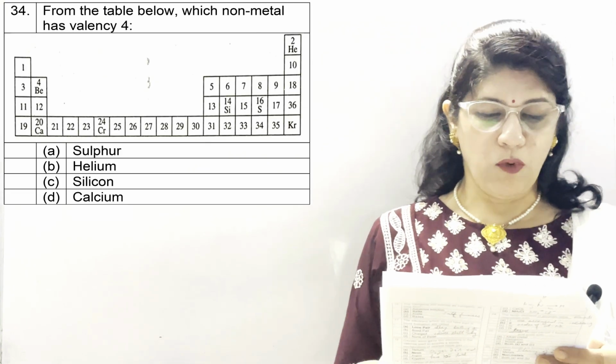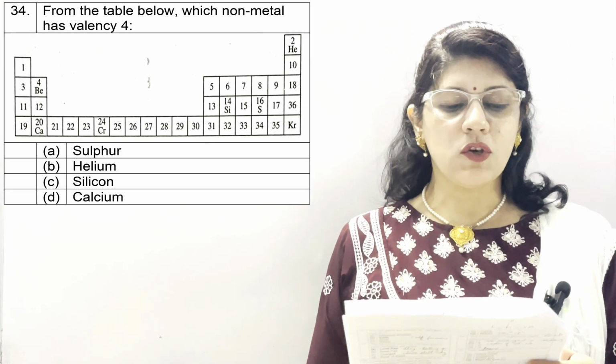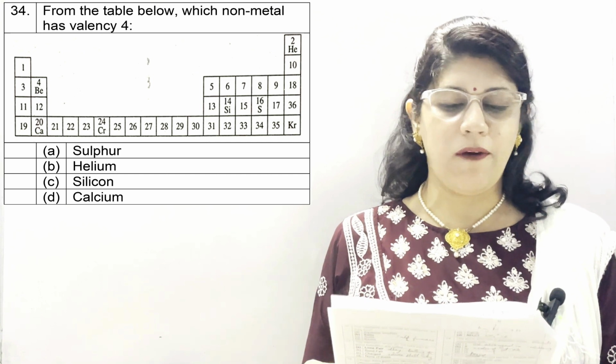In question number 34, a table is given in which we have to identify the non-metal that has valency 4.